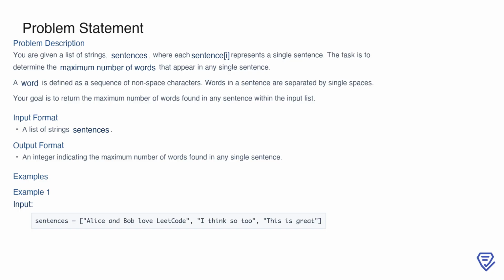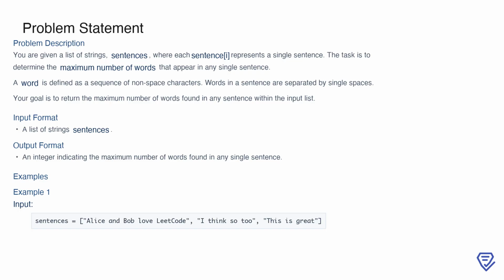Now, what exactly do we mean by a word? A word is simply a sequence of characters that are not spaces, and words within a sentence are separated by single spaces. The goal is to return an integer that represents the highest number of words found in any single sentence from the provided list.